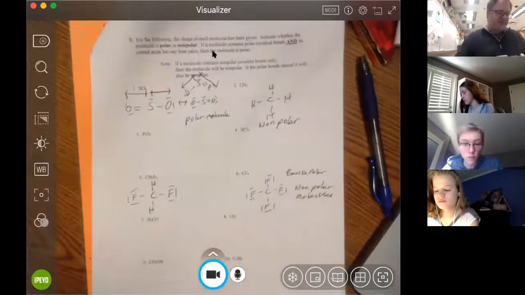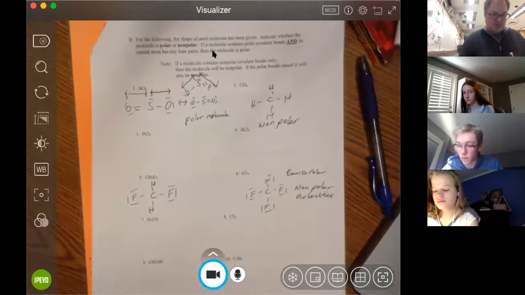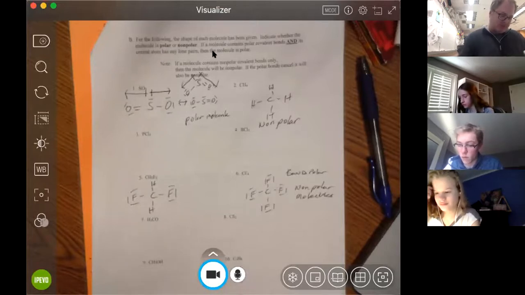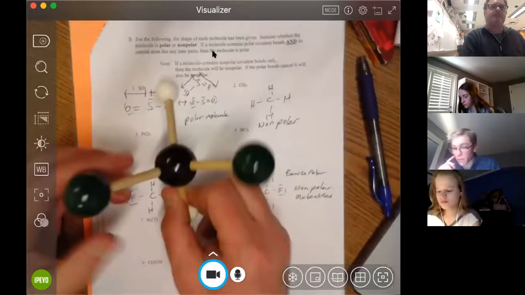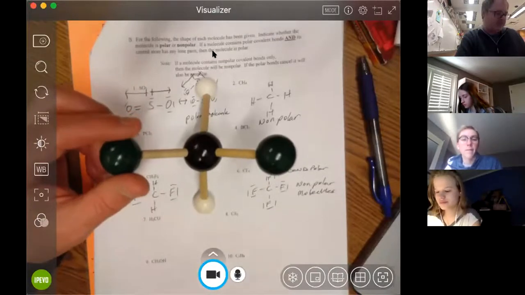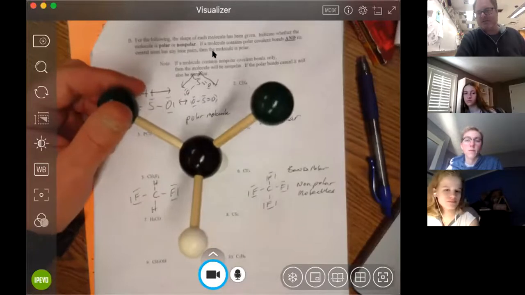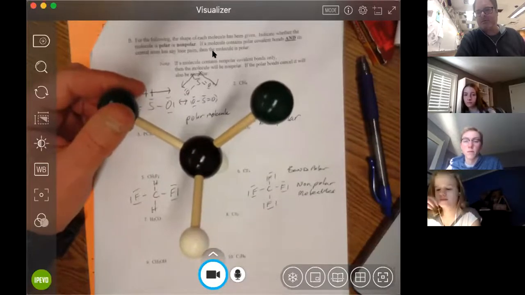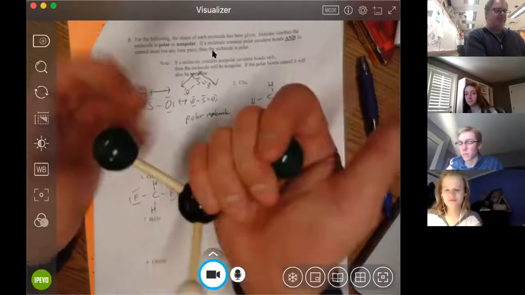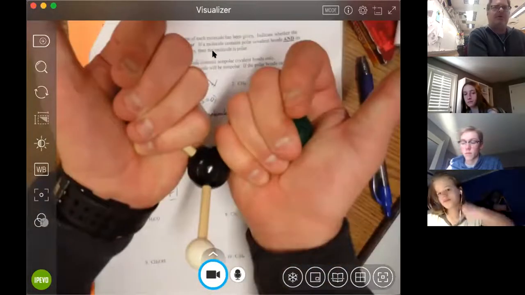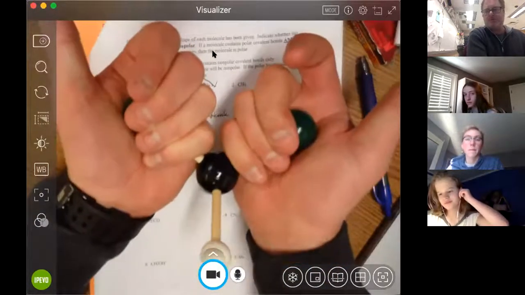So now we have two F's and two H's. The shape again is tetrahedral. If we take a look, here we have this. Again, what did you say the difference was? 1.5? Yep. So if it pulls that way and that way, do they cancel each other out totally?